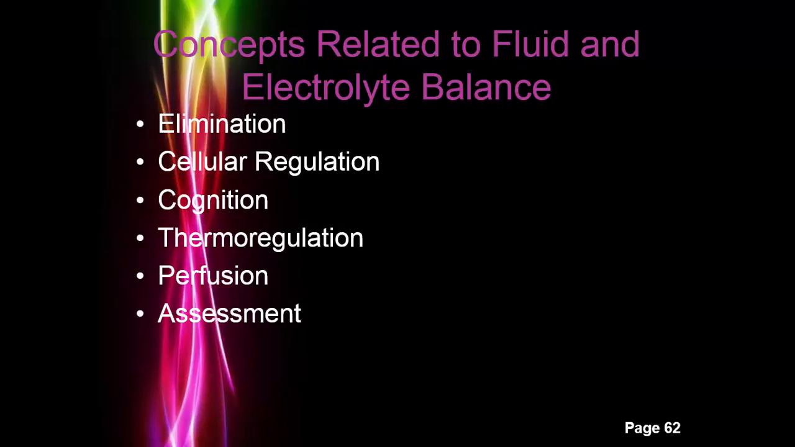All right, so concepts related to fluid and electrolyte balance. Elimination could be from diarrhea, which ends up with fluid and electrolyte loss, so you need to be alert for symptoms of sodium and chloride loss and assess for dehydration. Cellular regulation could be from blood loss, like hemorrhage, which would cause them to be in a hypovolemic state. Symptoms of that would be fatigue, tachycardia, low hemoglobin, and hematocrit. Cognition is mental status assessment. Increased or decreased electrolytes lead to changes in their cognition.